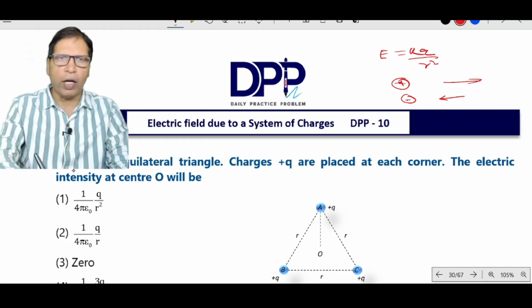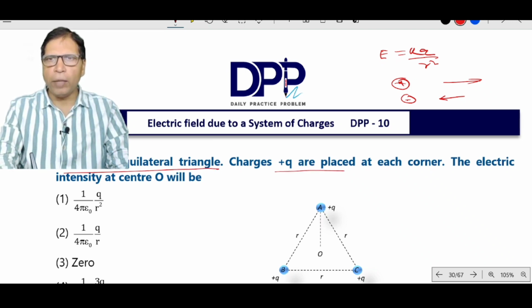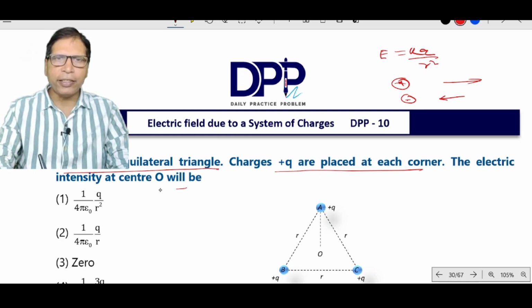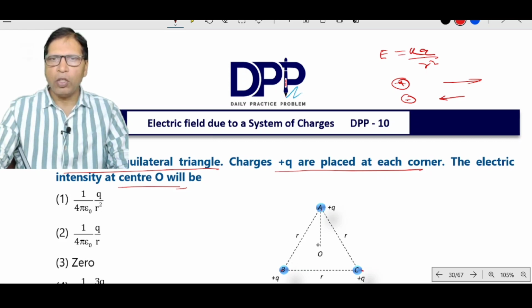Now, question number 1. ABC is an equilateral triangle. Charges Q are placed at each corner. The electric field intensity at the center will be. Look at this. This is a positive charge, this is a positive charge, this is a positive charge. So, electric field at this point due to this charge is directed along this direction. And electric field due to this charge is directed away from it, and electric field due to this charge is also directed away from it.